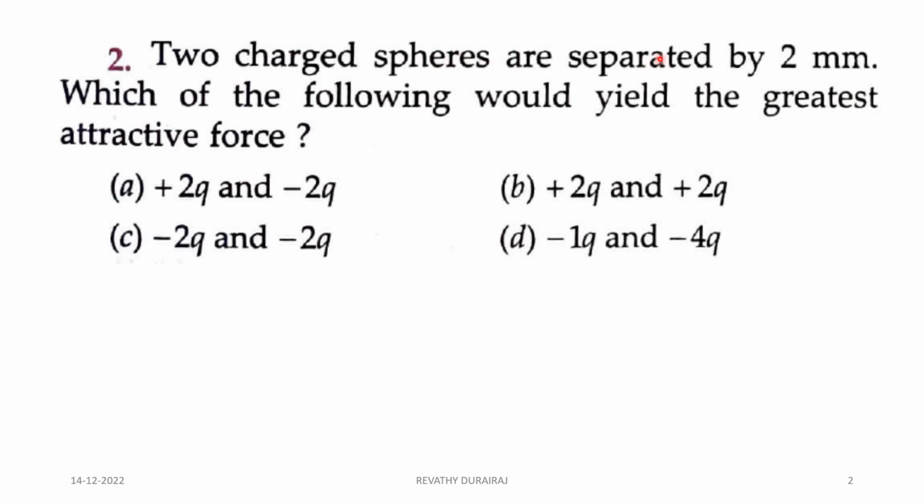Two charged spheres are separated by 2 millimeter. Which of the following would yield the greatest attractive force? So here they asked attractive force, which means that it should be between positive and negative opposite charges. So here the combination is this one. So this is the right answer.